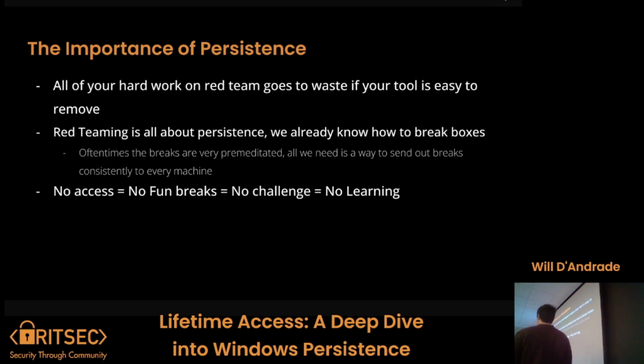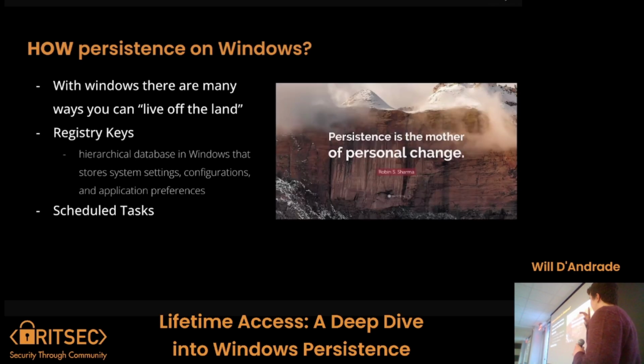And with no challenge, there's no learning and no fun. And who wants that? So persistence is important, but how do you do persistence? On Windows, it usually falls under 3 things. You got your registry keys. If you don't know, I'm going to explain it next slide, but it's like a hierarchical database in Windows that stores your system settings, configurations, or application preferences.